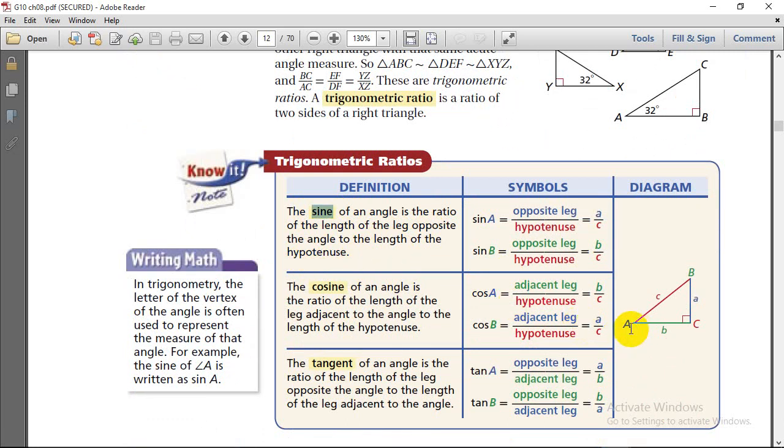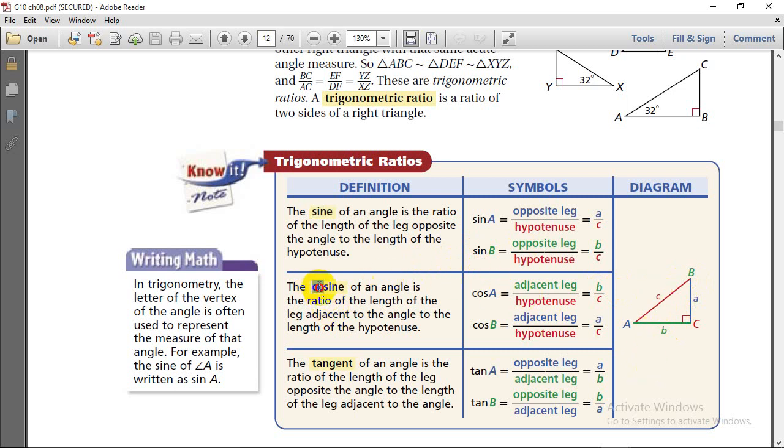So if I have here sine of A, look, this is my angle A. What's the side opposite to A? It's a small. And what's the hypotenuse? We said the hypotenuse is opposite to the right angle, which is C. So it's A over C. Very good. But what about the sine of B? We said the sine is opposite over hypotenuse. Very good.